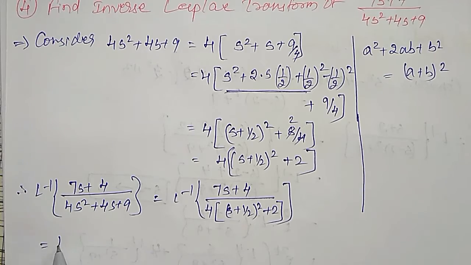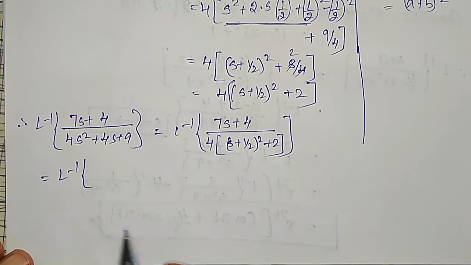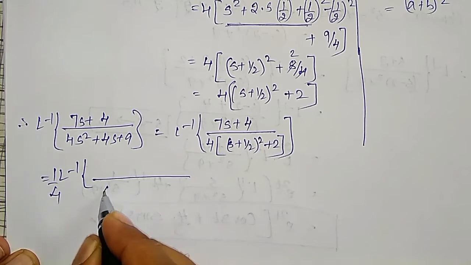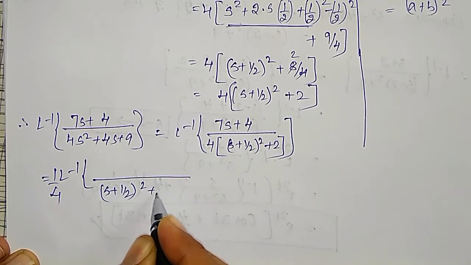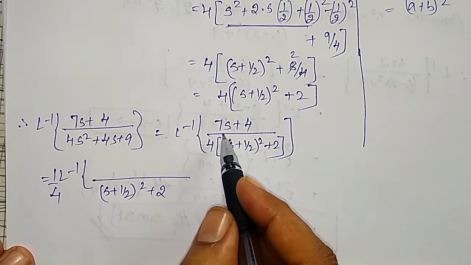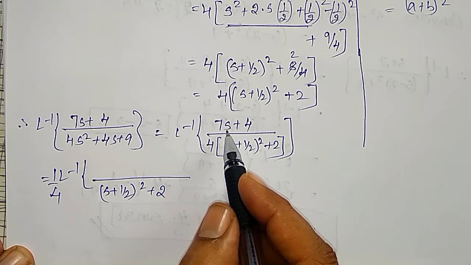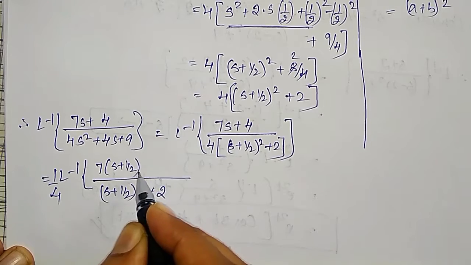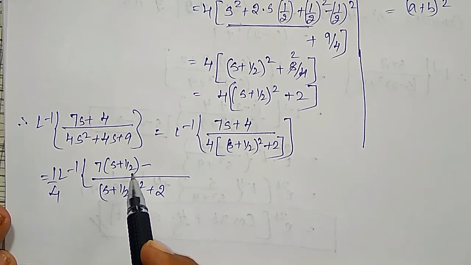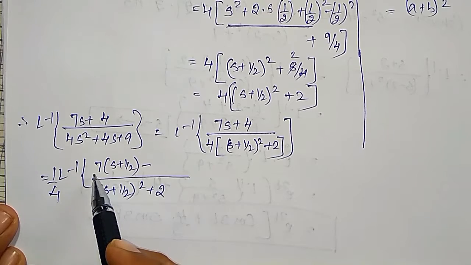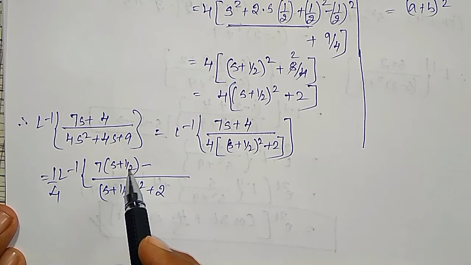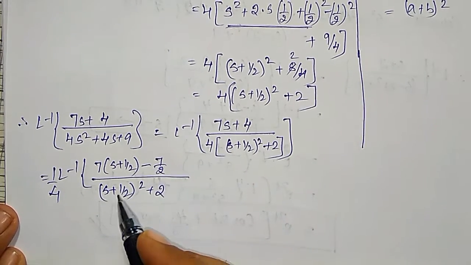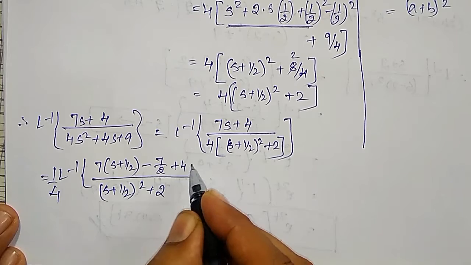To make that one, inverse Laplace transform of, in the denominator, 1 by 4 I will take common, 1 by 4 s plus 1 by 2 the square plus 2. Numerator you can check, 7s is there, I want to make s plus 1 by 2, 7 times s plus 1 by 2. Therefore, I have added here 7 by 2. Therefore, I have to subtract 7 by 2 to retain the same equation, plus 4 as it is.